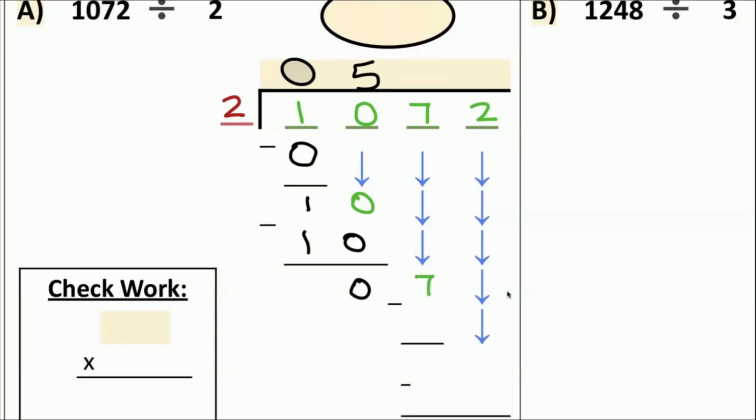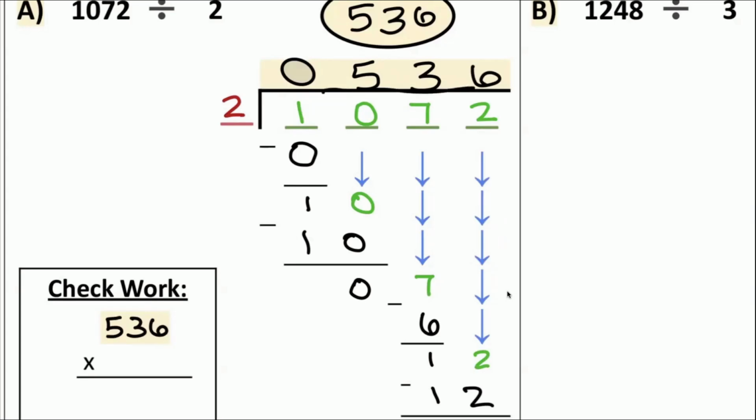Bring down our 7. 2 fits into 7 3 times. And 2 fits into 12 6 times. So your answer is 536. To check your work, you could do 536. Remember, it's the two numbers on the outside of our house. 536 times 2. And when you do that, you get 1,072, which is our dividend. So we can put a little check mark.